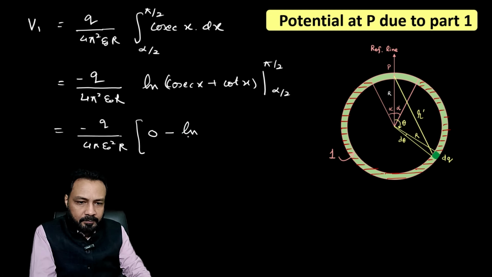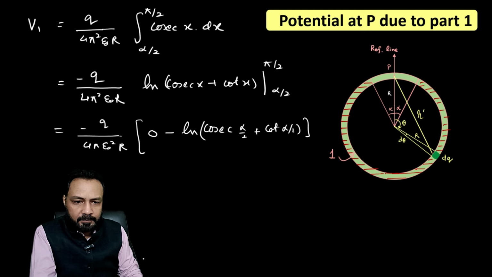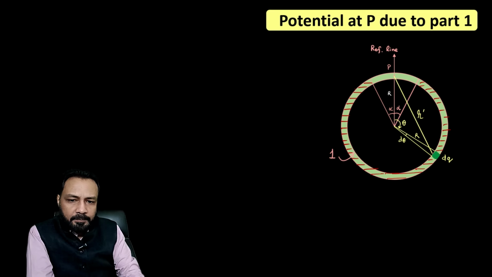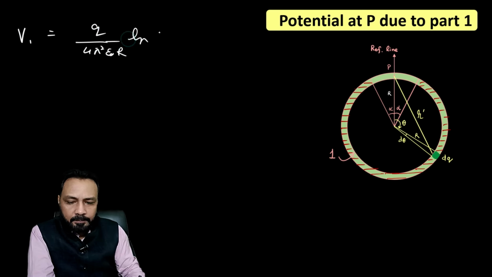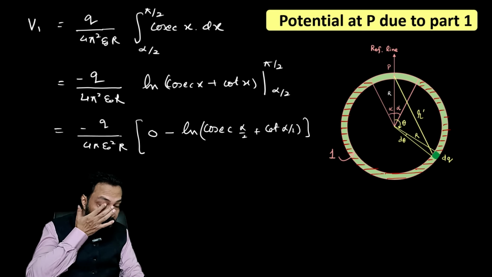ln cosec alpha by 2 plus cot alpha by 2. That needs further simplification. So V1 is q divided by 4 pi square epsilon naught r ln cosec alpha by 2 plus cot alpha by 2.